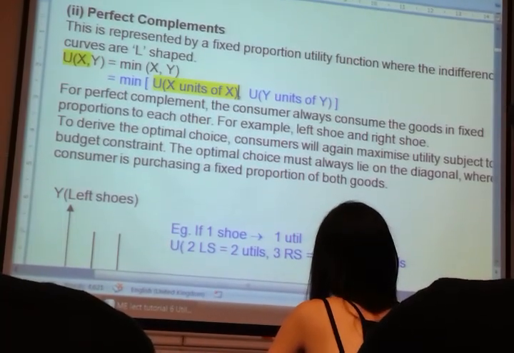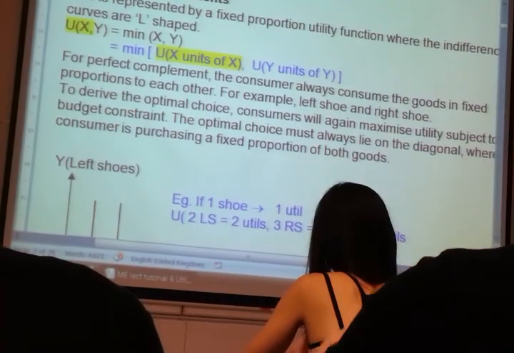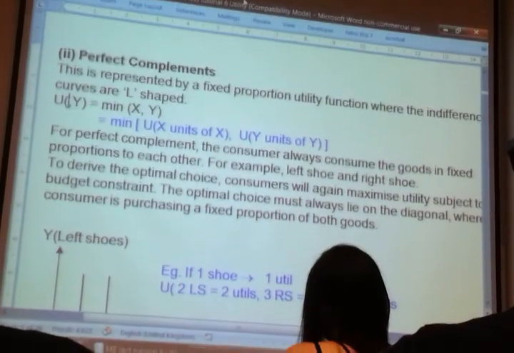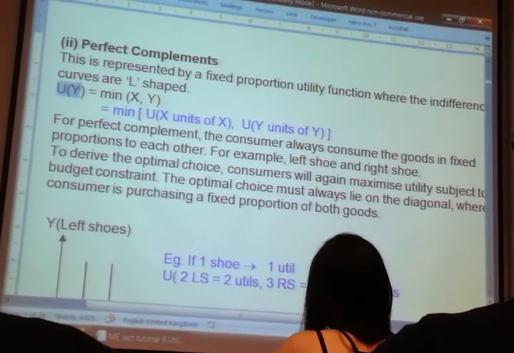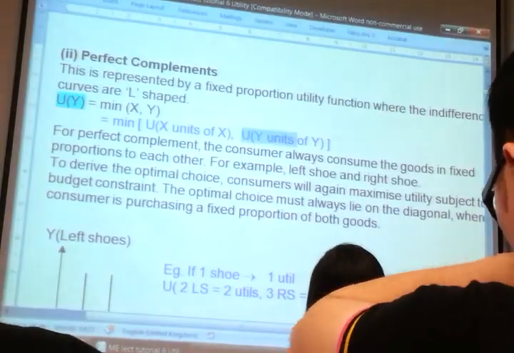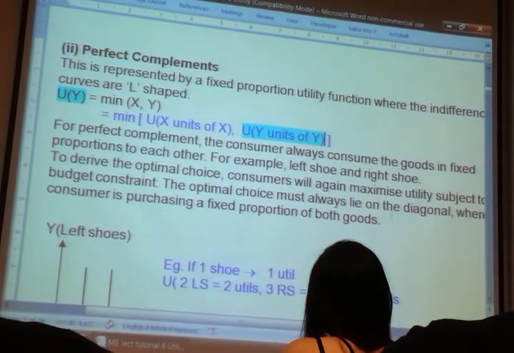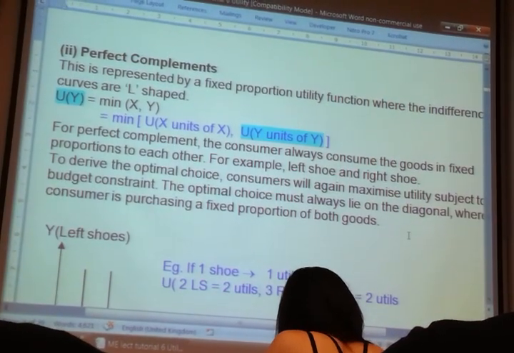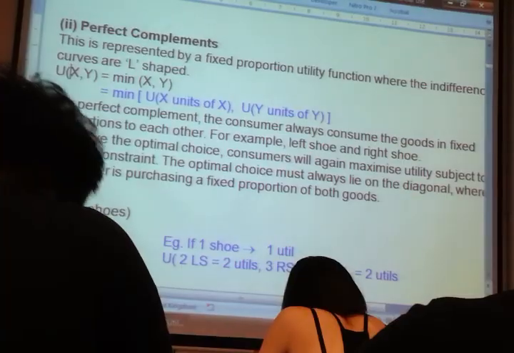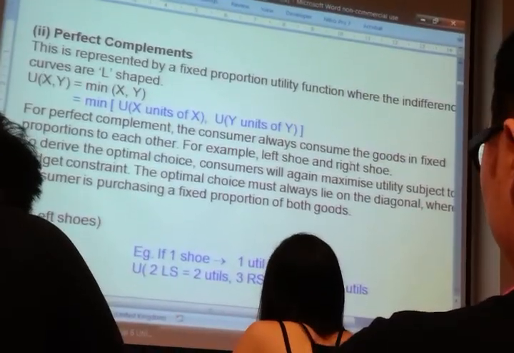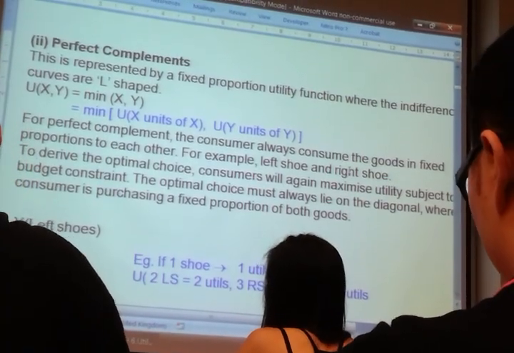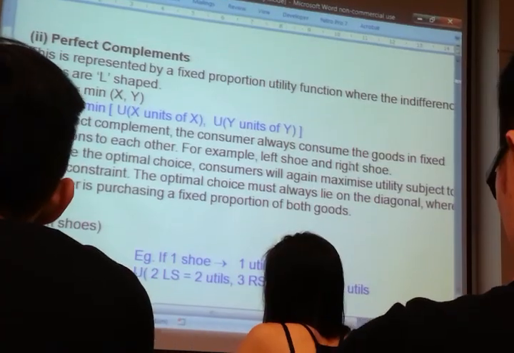Okay, so what about this then? The utility from root y. Now, the utility from y means what? The utility from y means the utility from y units of y. So that's how we interpret it. Okay? So put together, this simply means that from the utility function, the utility is equal to the lower of these two utilities. So the minimum of these two utilities.